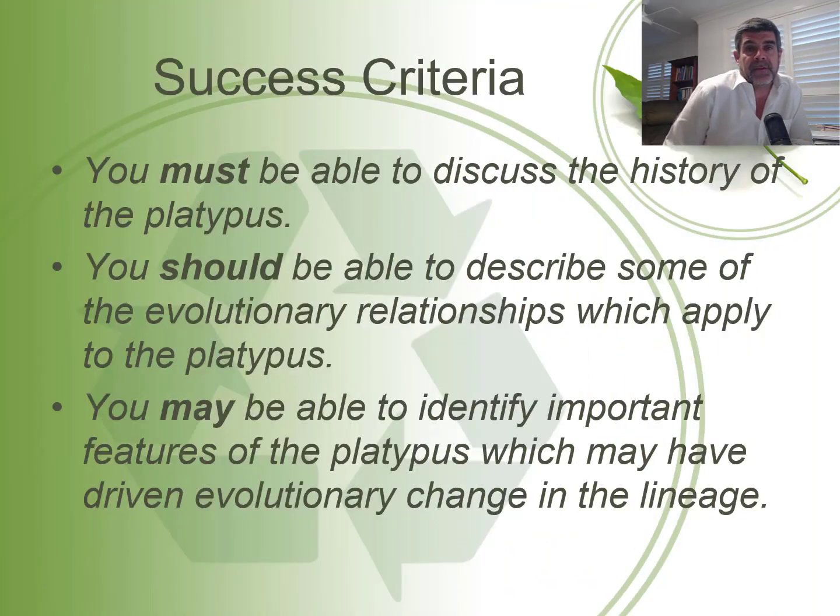So I think there's again 3 levels of understanding that you want to try and aim for as you're working through not just this video but also the material that you've been working through in class and probably as you're starting to prepare for your exams now. You need to be able to discuss something about the history of the platypus. You should be able to describe some of the evolutionary relationships which apply to the platypus, and ideally at the highest level, or at least at the level of deepest understanding, you may be able to identify important features of the platypus which may have driven evolutionary change in the lineage, and also be able to link these back to some of what we know from the fossil record.